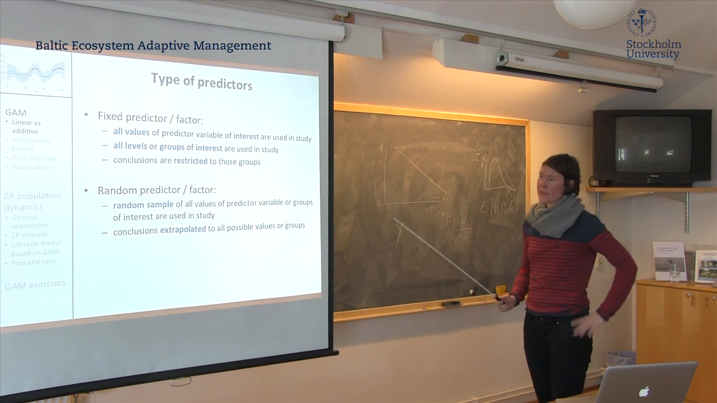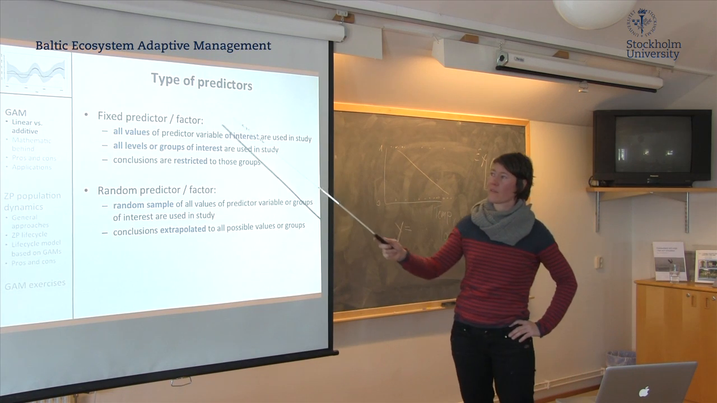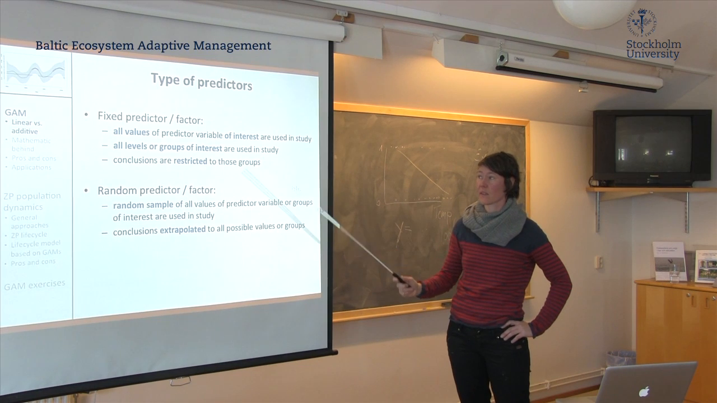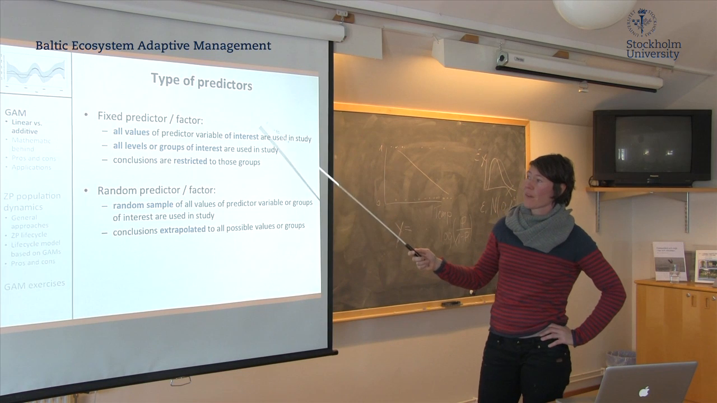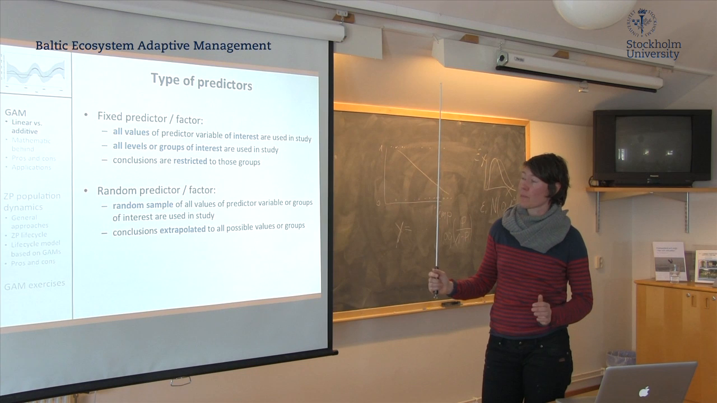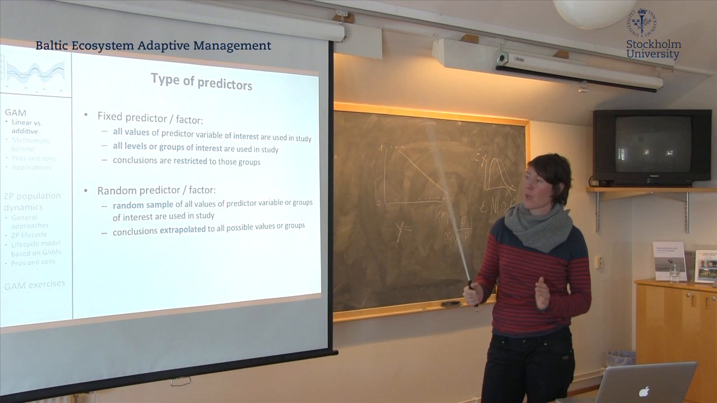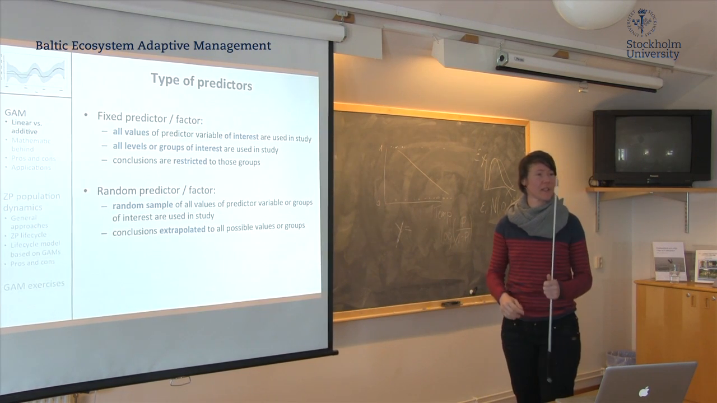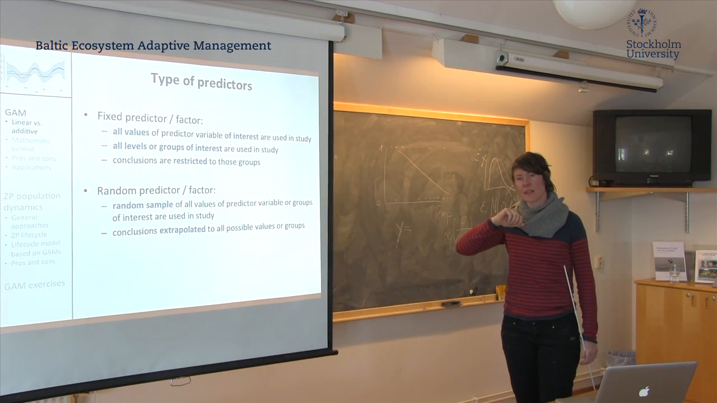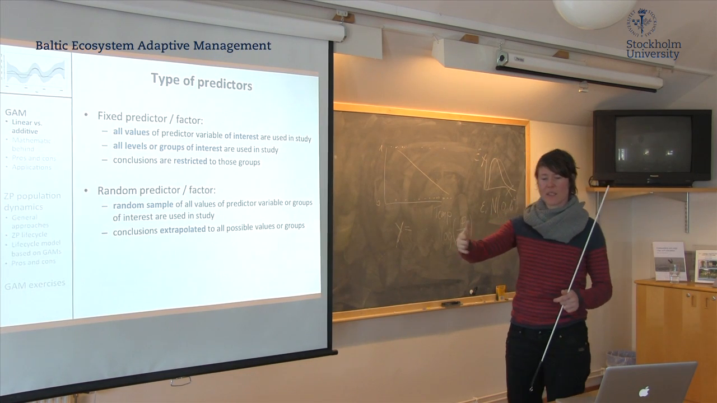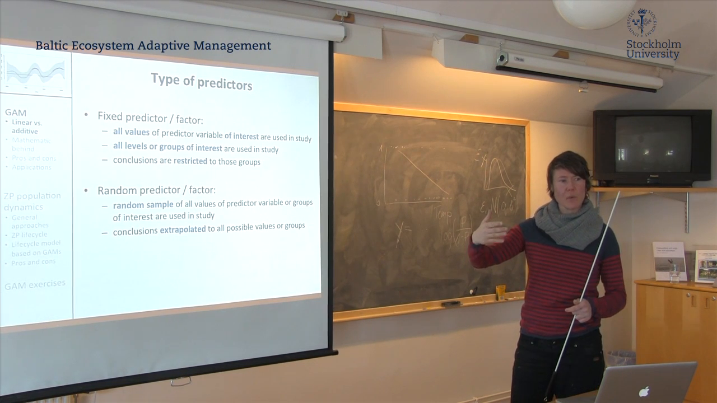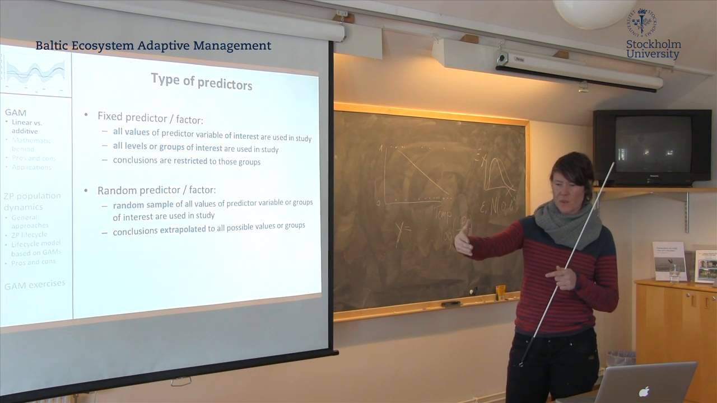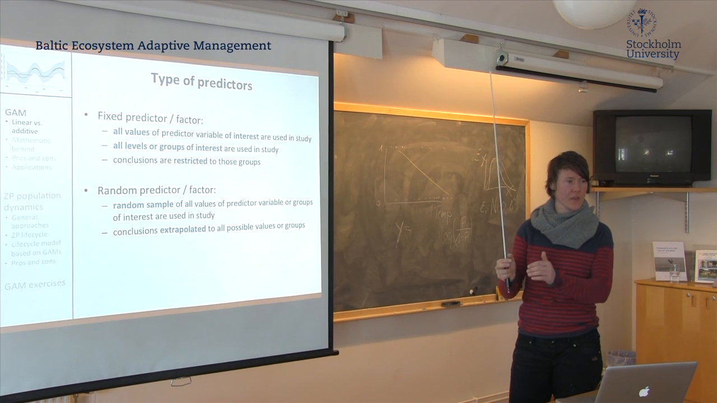Okay, what kind of predictors are there besides categorical and continuous? There are fixed predictors and factors, and there are random predictors and factors, which is also important to know. The fixed one means that all values of a predictor variable are of interest and you use them in the study, or all levels or groups of interest are used in the study. For example, around the shoreline, in the intertidal different zones, if you use those different zones, then you can make predictions. You use the ones that really interest you, and then you get a relationship for those zones, but you cannot make any extrapolation to other zones. It's the ones you tested, that's it.